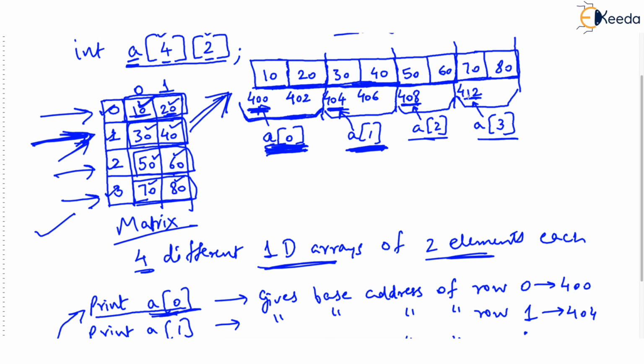And then using these base addresses, you can jump within that row forward by any number of integers and get that value. So that's it for this video. In the next videos, we will see more examples and more exercises on 2D arrays and pointers.